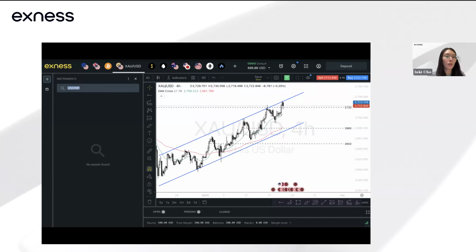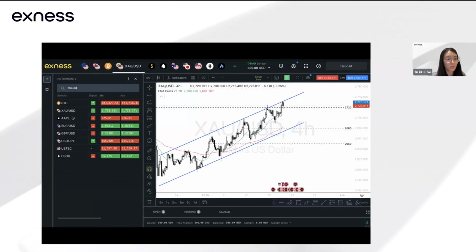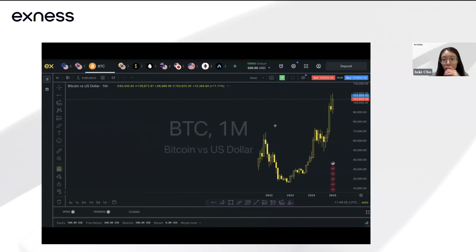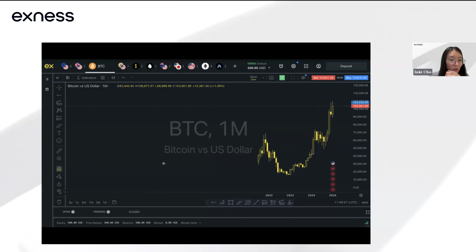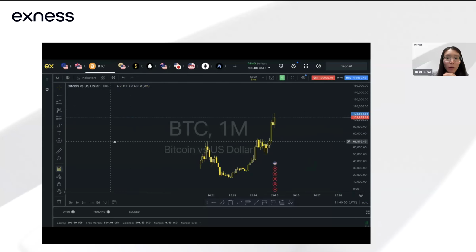Okay, now let's take a look at Bitcoin. So on the higher levels first, right? So let's take a look at... so okay, on the weekly, there isn't much, right? Sorry, I'm on the monthly time frame.